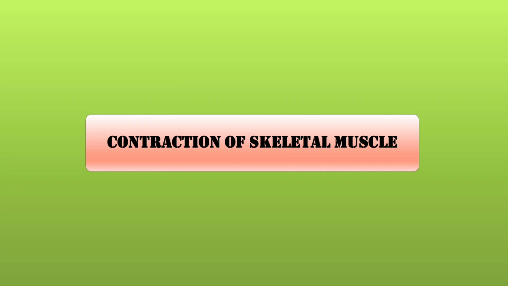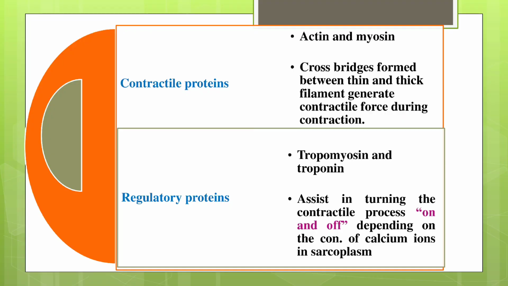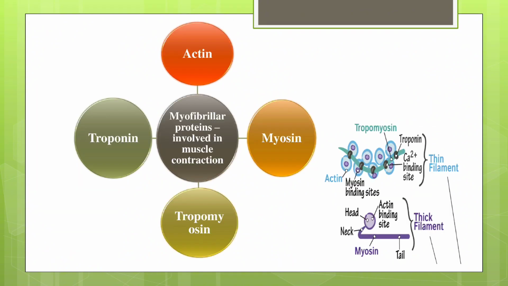Contraction of skeletal muscle. Contractile proteins: actin and myosin. Regulatory proteins: tropomyosin and troponin. Cross bridges formed between thin and thick filaments generate contractile force during contraction. Regulatory proteins assist in turning the contractile process on and off depending on the concentration of calcium ions in the sarcoplasm. Myofibrillar proteins involved in muscle contraction: actin, myosin, tropomyosin, troponin.